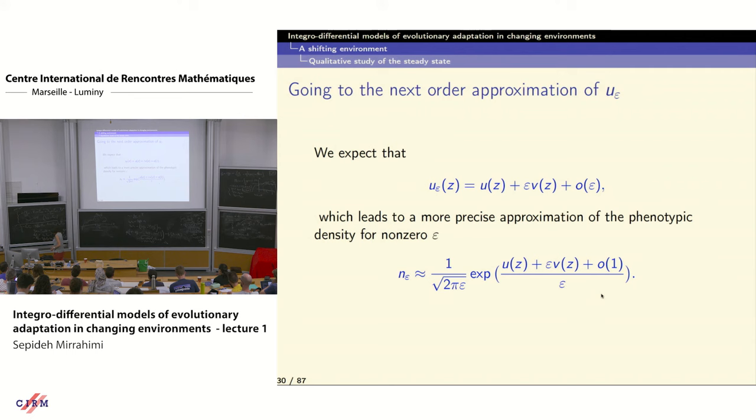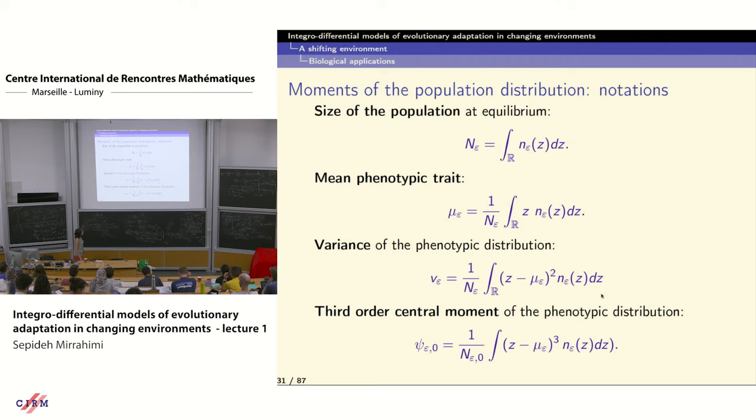Okay. And actually, again, when you are lucky, you could expect to have even an asymptotic expansion for your U epsilon of Z, and have a corrector V of Z that you would obtain by going to the next order terms in the equation. So what we did here, we just kept the zero order term, but you can go further to obtain the corrector, and then you would obtain this function V and an approximation of your phenotypic distribution. And this would allow you to obtain some estimates on the moments of your phenotypic distribution.